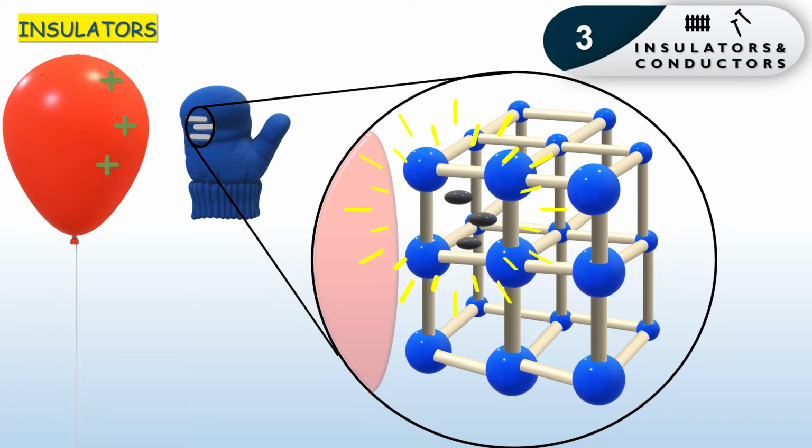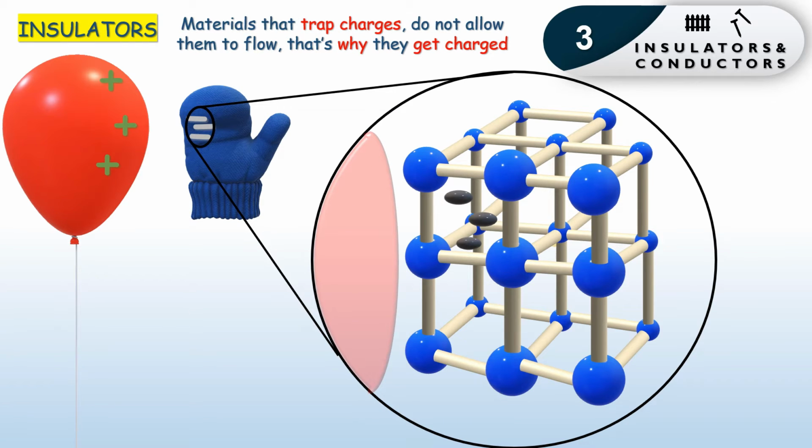You can say those negative charges are stuck at that side of the glove. Materials that trap charges and do not allow them to flow are called insulators. And that's why you can charge an insulator, because whatever charge you give them, they are trapped inside.